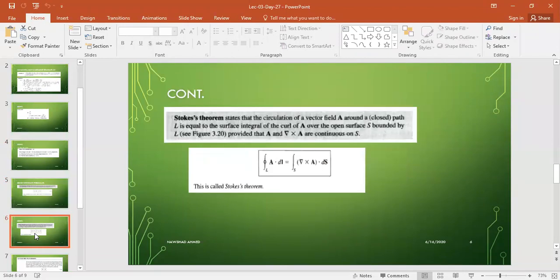Now, Stokes theorem. Our previous theorem related surface to volume, and Stokes theorem relates line to surface. If A is a vector, the line integral of A dot dl is equal to the surface integral of del cross A dot dS. That means the line to surface connection is given by Stokes theorem. We have discussed this.